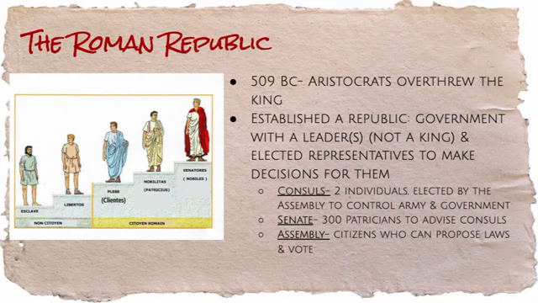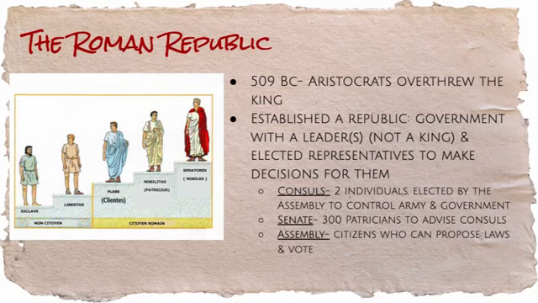So in 509 BCE, they overthrew the king, Tarquin, and established a new form of government called a republic. A republic is a government that has leaders, but those leaders are not kings. Those leaders are instead elected by representatives to make decisions for them. Those representatives are elected by the people.